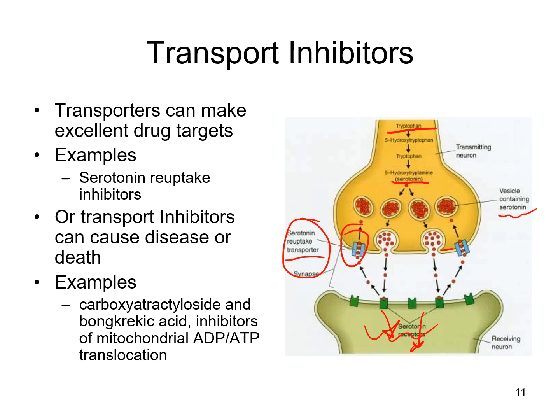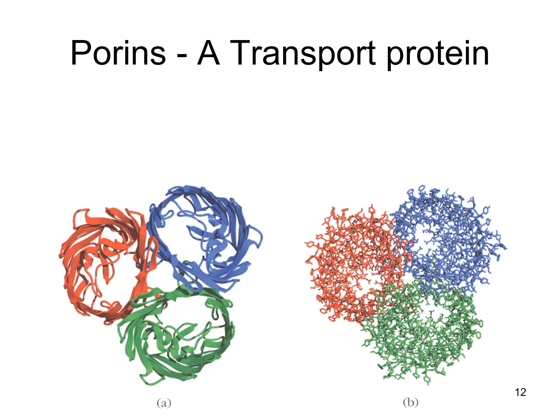Carboxyatractyloside and bongkrekic acid are inhibitors of the mitochondrial ADP-ATP translocase, so they can stop ADP and ATP from getting to the right location, so they're ultimately going to be deadly. Now this class of proteins I think are fantastic.